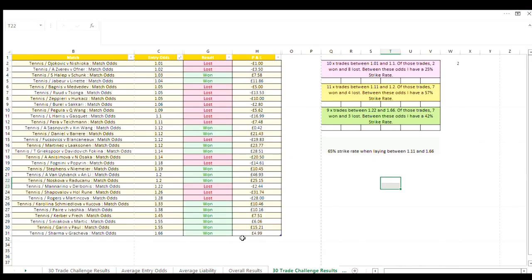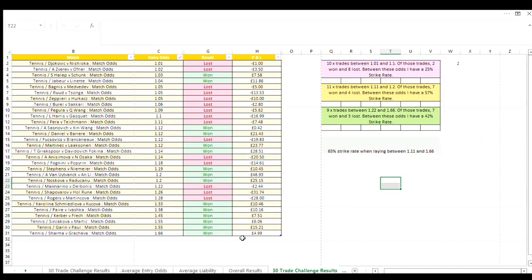The reason I say that, for those who don't understand, is the liability that would be required if you were laying at 1.66 is much more than would be required if you were laying at 1.11, and sometimes that can be a barrier to entry if you do not have a bank size that would allow you to successfully execute a trade at those high odds and not compromise your overall stake plan, which shouldn't really be anything more than, let's just say, 5% of your bank, and that's extremely generous.